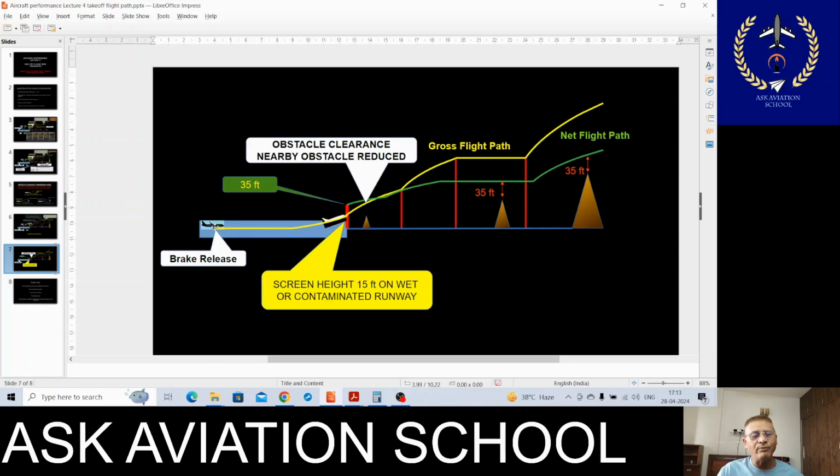The gross flight path at the end of your takeoff distance available will be the one which is depicted in yellow color, and your aircraft will be 15 feet above the ground, that is the screen height of 15 feet. So therefore, in the initial part of your takeoff, for the close by obstacle clearance required, the obstacle clearance actual which you are going to have is slightly less than compared to that of a dry runway, which one needs to always keep in mind.